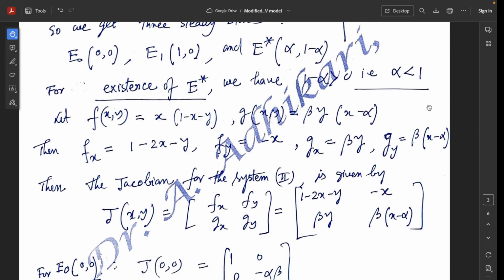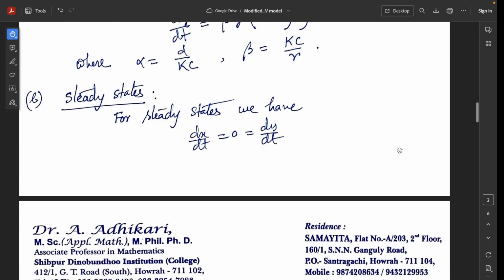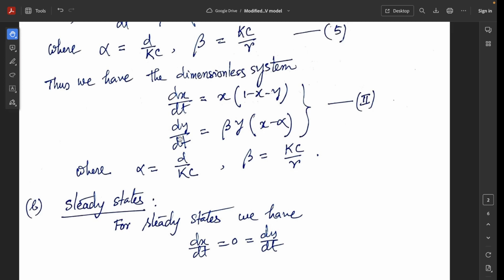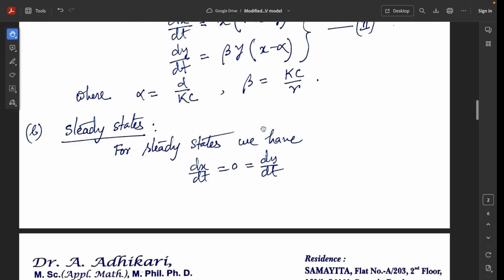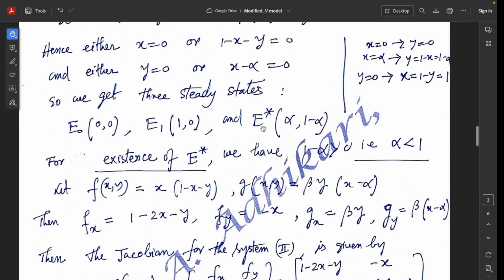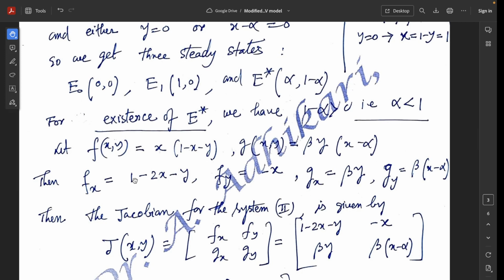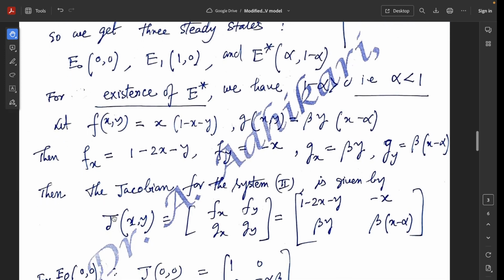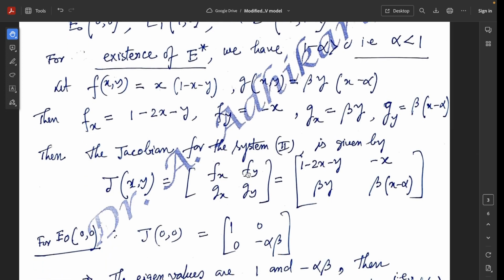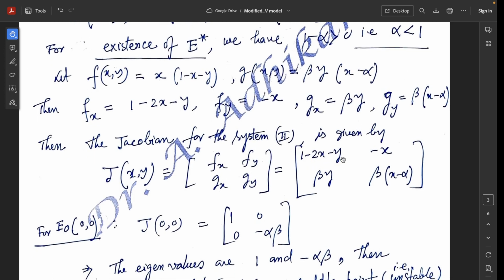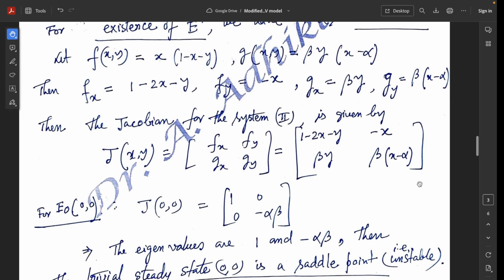Let dx/dt equal f(x, y) and dy/dt equal g(x, y). So f(x, y) equals x(1 minus x minus y) and g(x, y) equals beta y (x minus alpha). Then we find del f/del x, del f/del y, del g/del x and del g/del y, and then find the Jacobian J for these equilibrium points. We get f_x, f_y, g_x, g_y: 1 minus 2x minus y, minus x, beta y, beta into (x minus alpha).